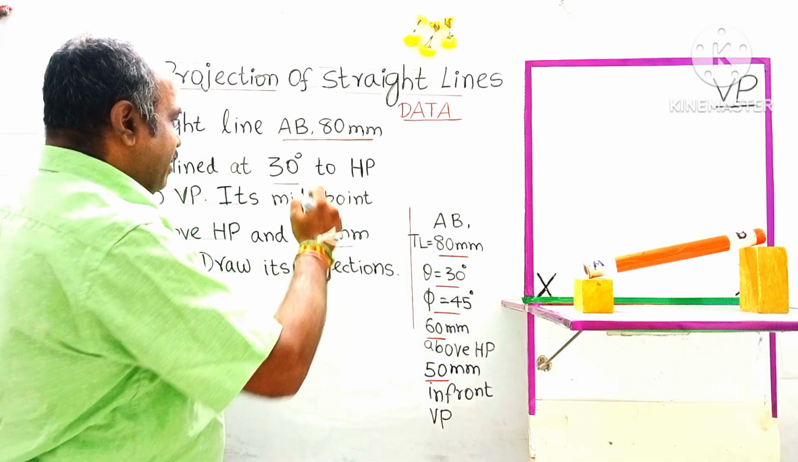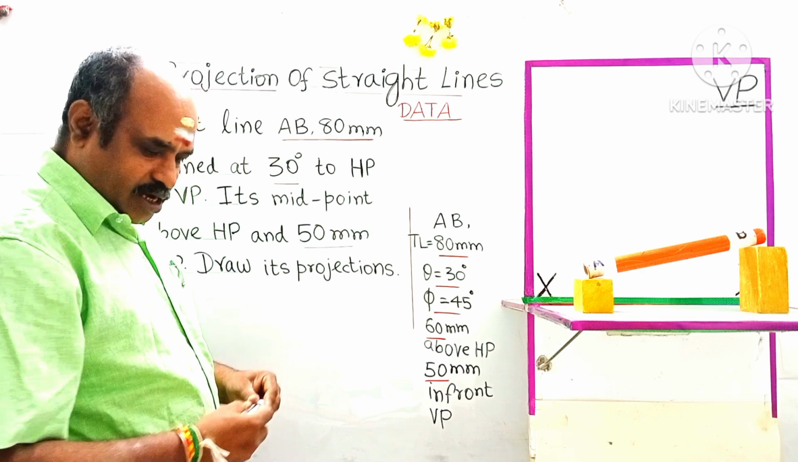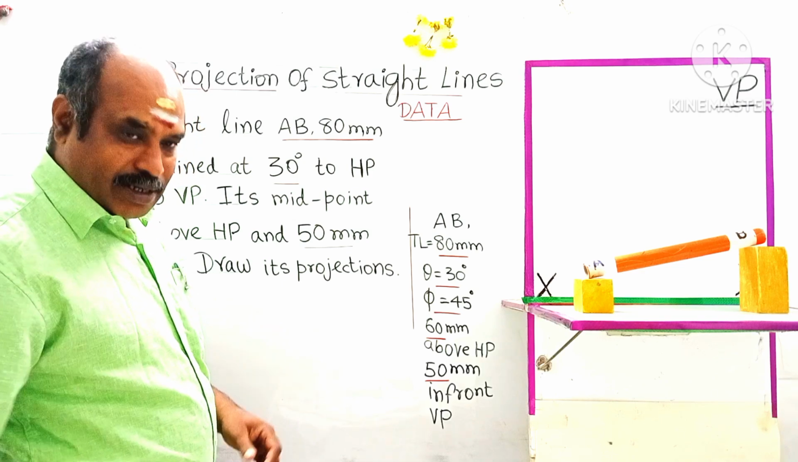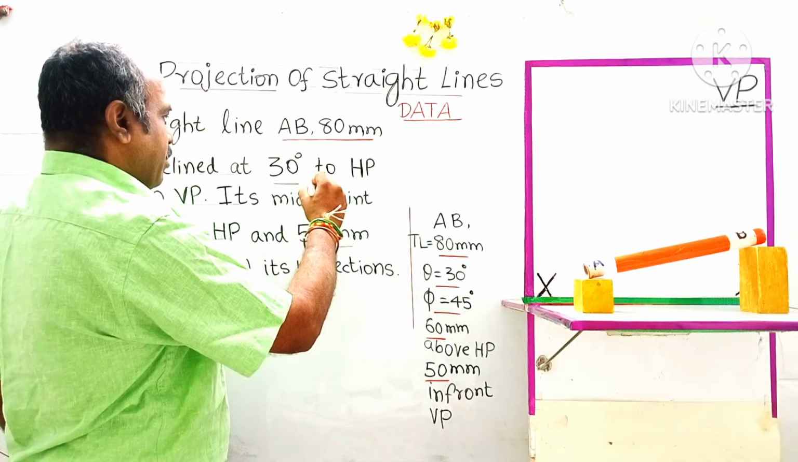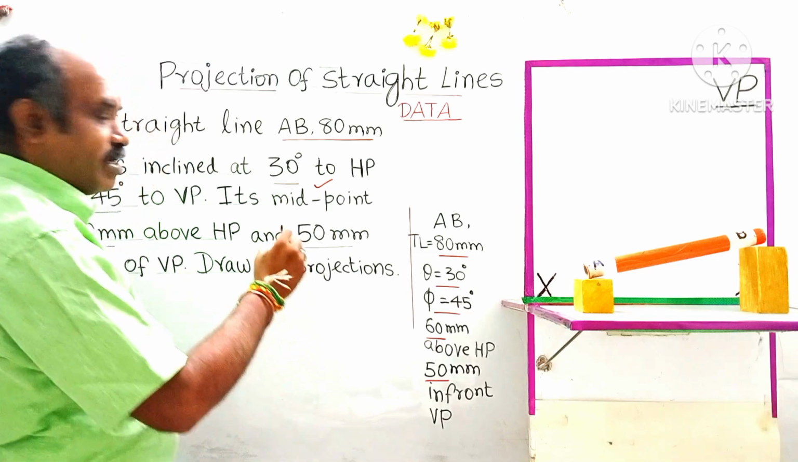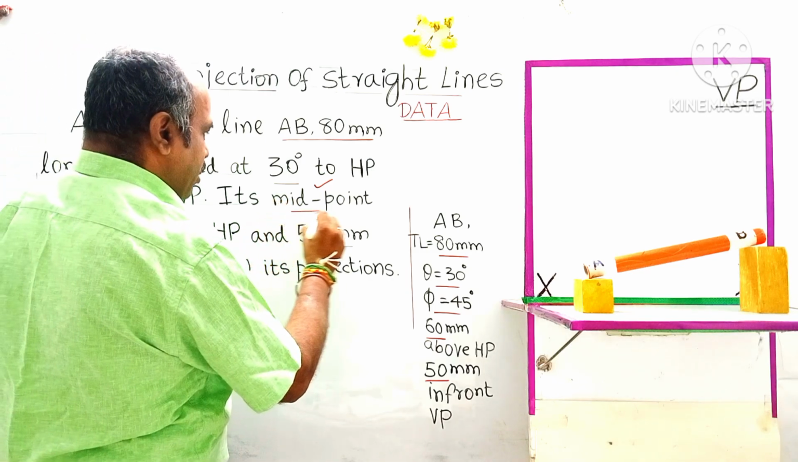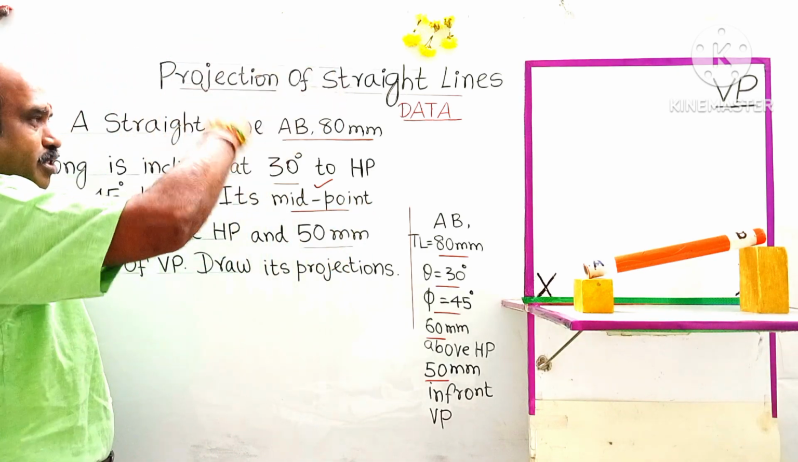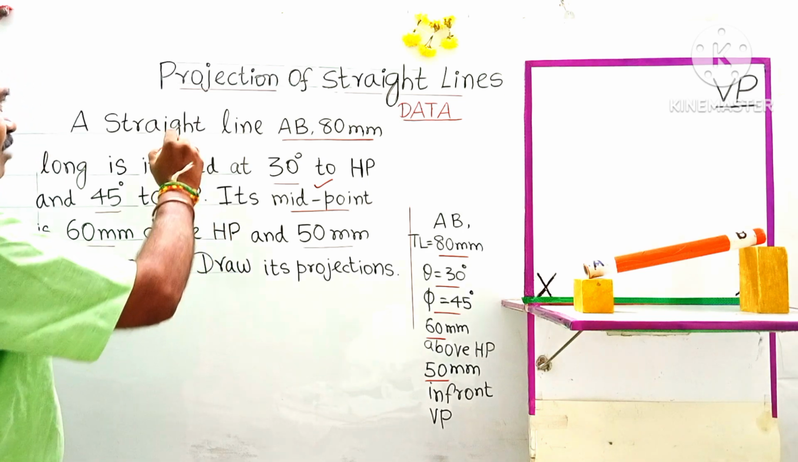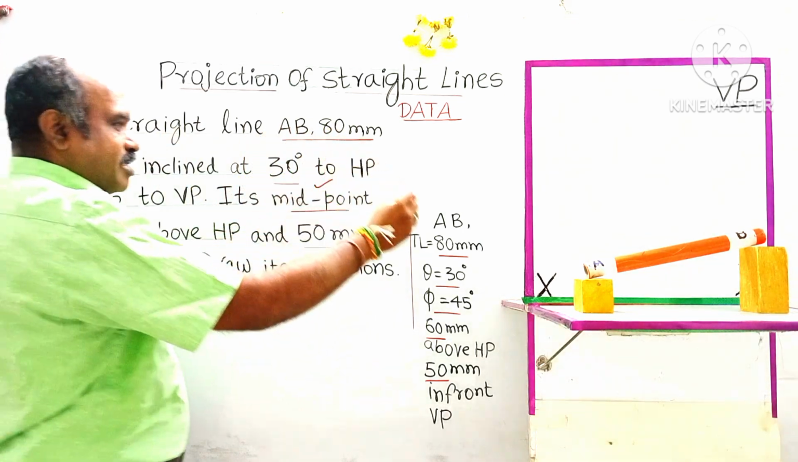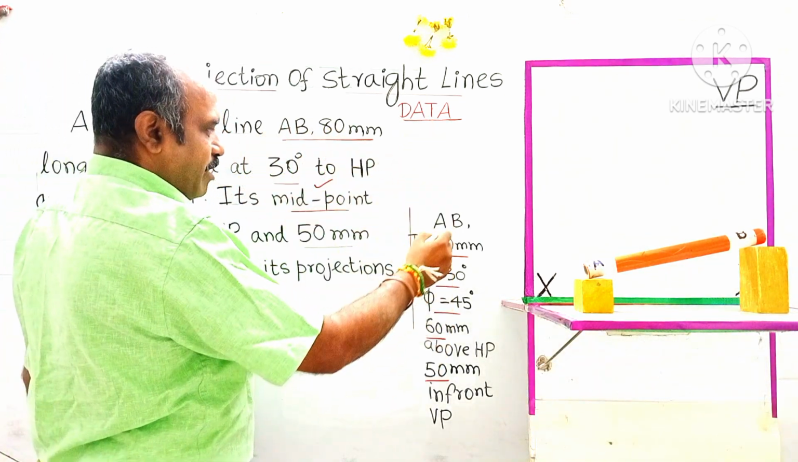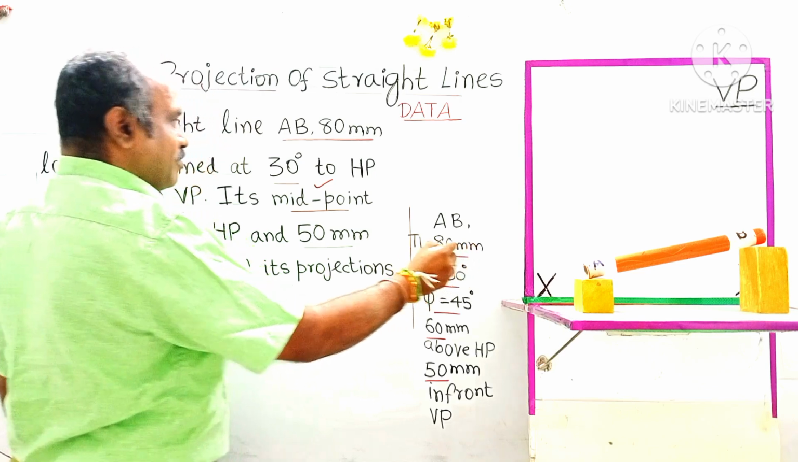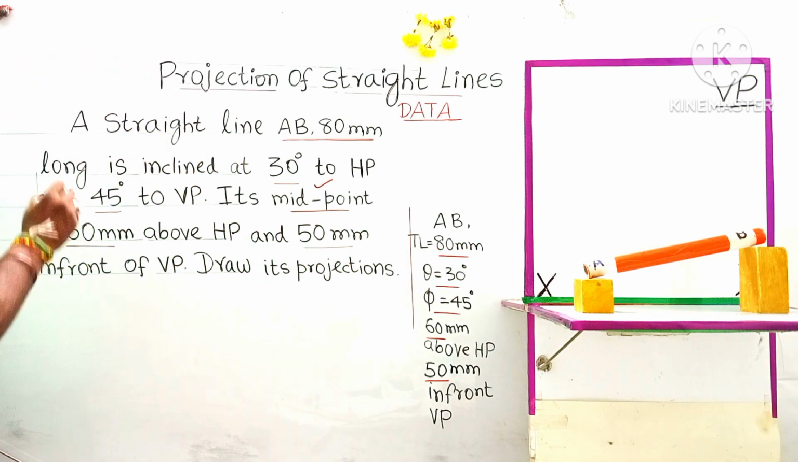It comes under type number 7. This is a type number 7 midpoint problem. The word midpoint is given, so it's a midpoint problem related to the concept of projection of straight lines. The name of the line is AB, 80 mm long, is written on the drawing sheet. AB true length is given as 80 mm. That is the length of the line.